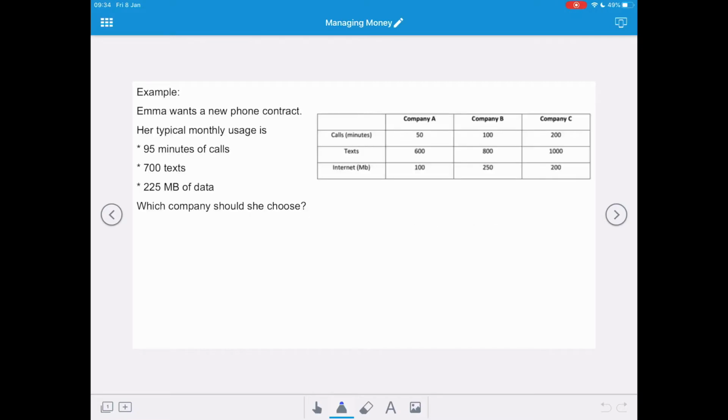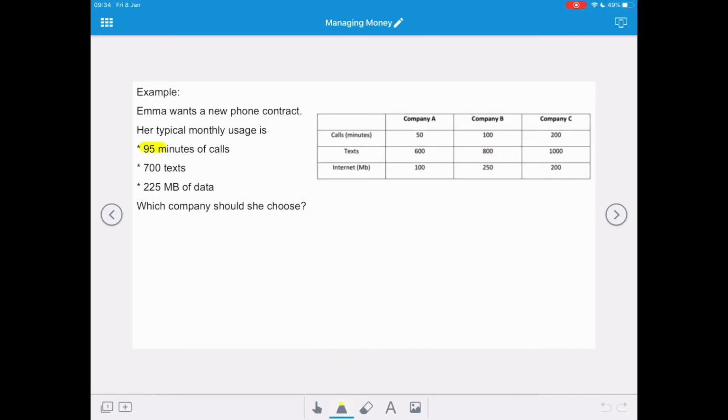In this example, Emma wants a new phone contract. Her typical monthly usage is 95 minutes of calls, 700 texts, 225 megabytes of data. Which company should she choose? So we need to look at each of the three companies and determine which ones satisfy her criteria.